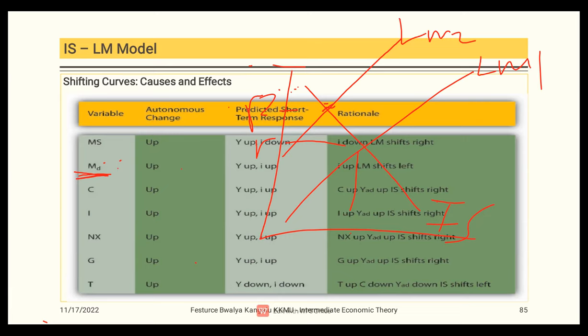Did you follow? We're talking about money supply. Okay. You know what happens from the practical point? When you have the interest rates increase, what will happen is that you are encouraging people.